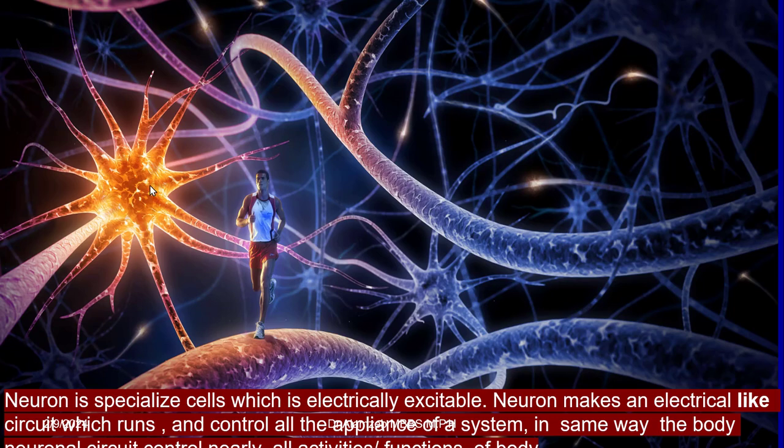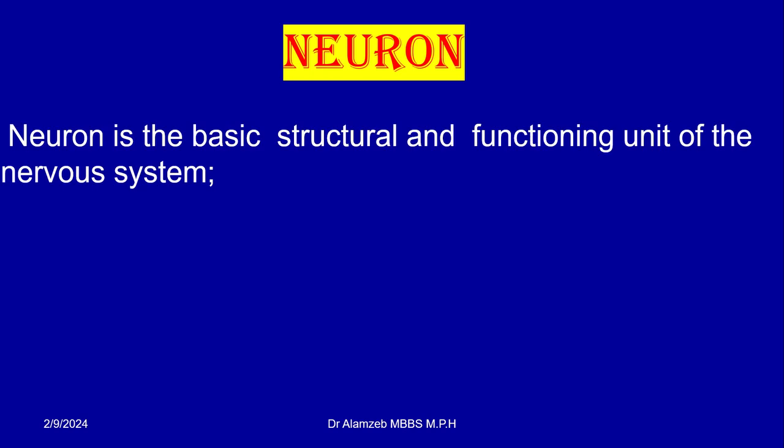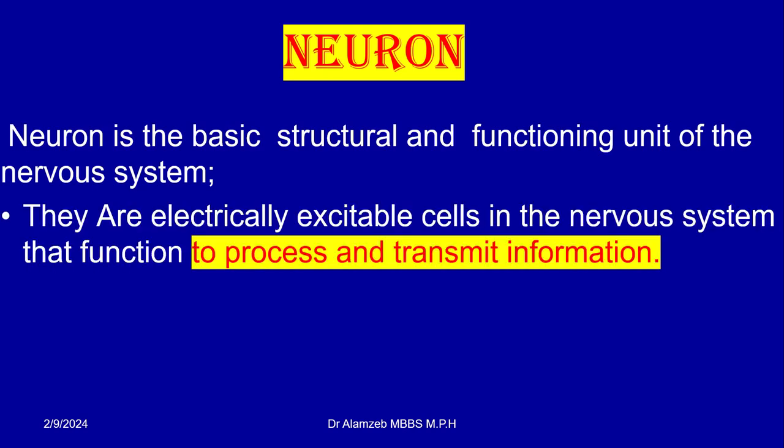Neurons make an electrical-like circuit which runs and controls all the appliances of a system. In the same way, in the body, neuronal circuits control nearly all activities and functions of the body. Neurons are the basic structural and functional unit of the nervous system. They are electrically excitable cells that function to process and transmit information.